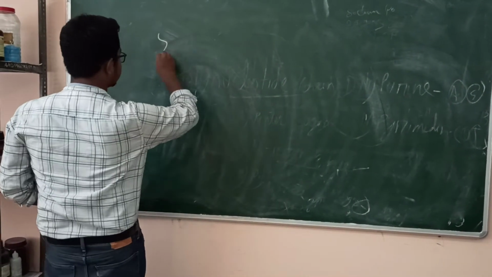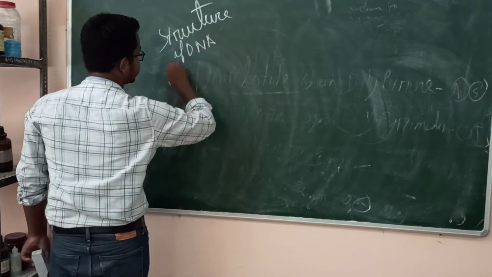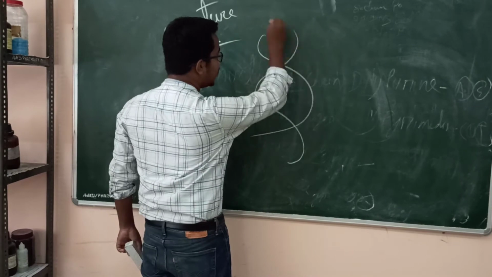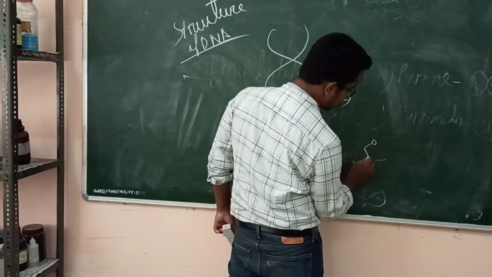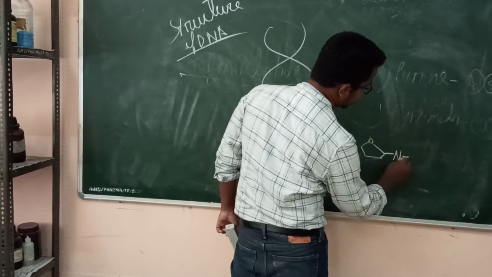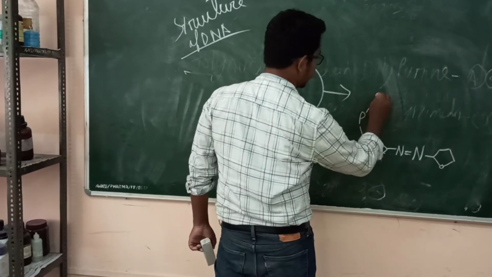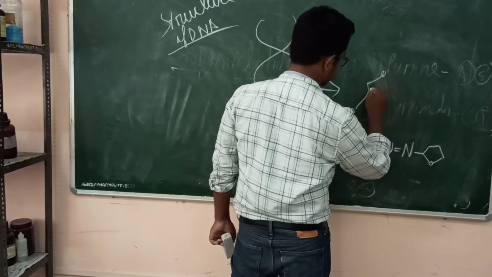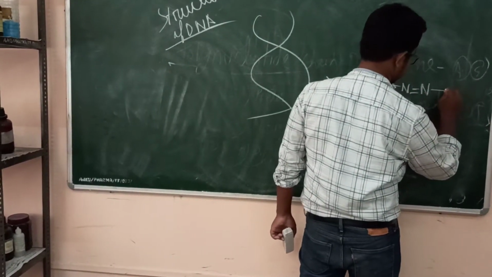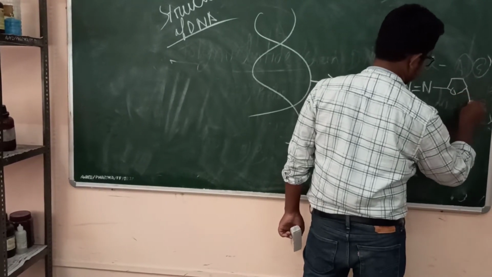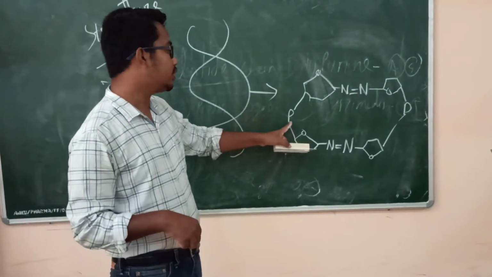Then structure of DNA. As we all know that DNA contains double helical structure, okay? But how the nucleotide molecule will attach with each other? First, suppose this one is pentose sugar. Pentose sugar is attached with the nitrogenous bases. Like this way. Then phosphate group, then again pentose sugar. Like if DNA molecule means pentose sugar, nitrogenous base and phosphate group is attached with each other.